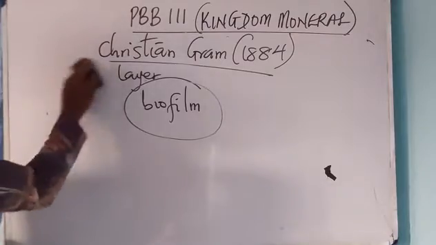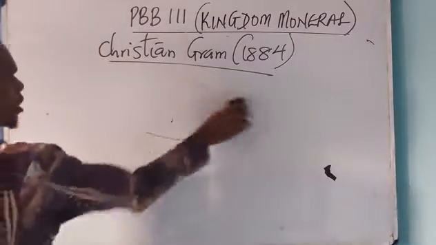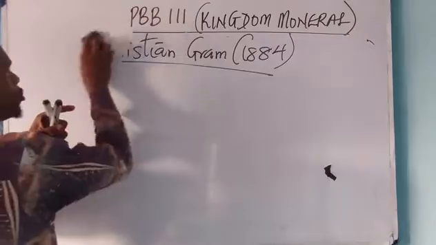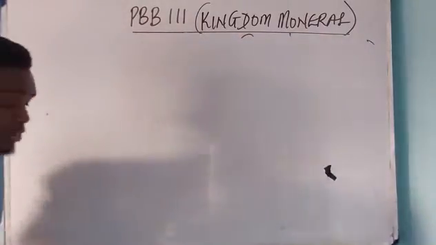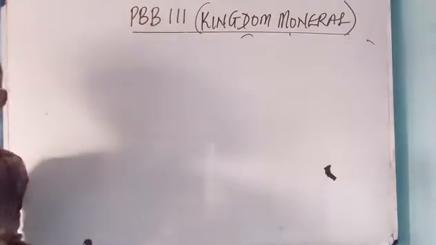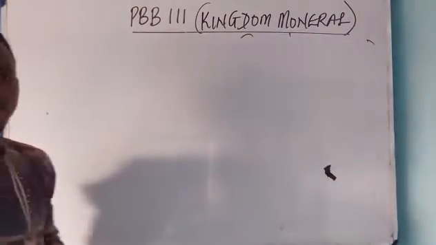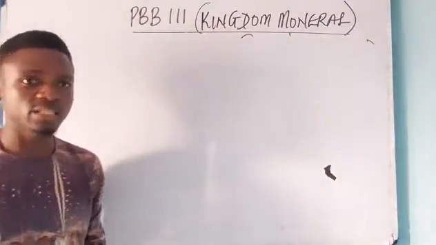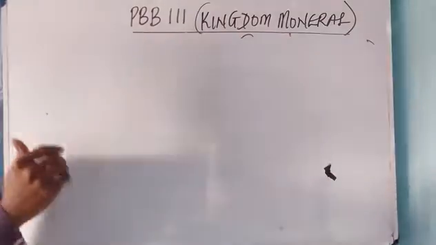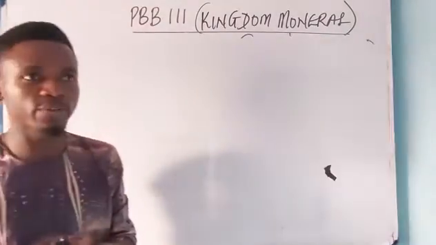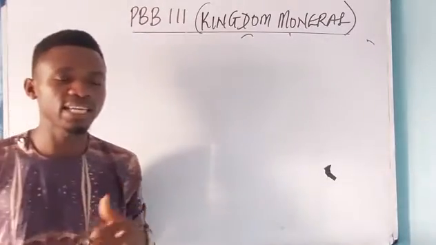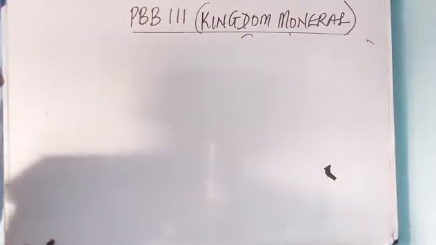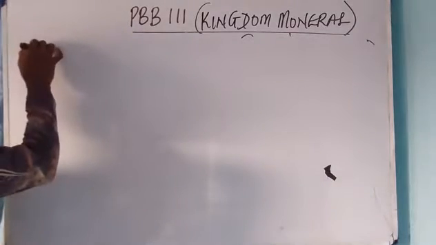Now, okay, I've given you the experiment of Christian Gram in the year 1884. Okay, now it categorized some bacteria as positive gram bacteria and some as what? Negative gram bacteria. Now, what are the negative gram bacteria now?